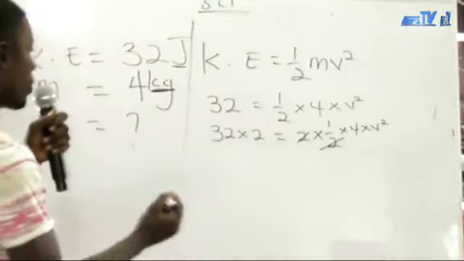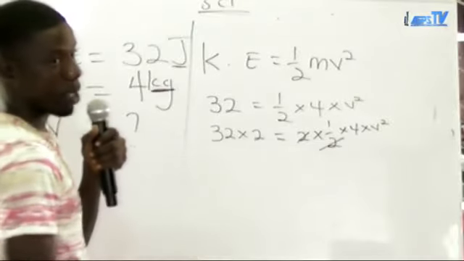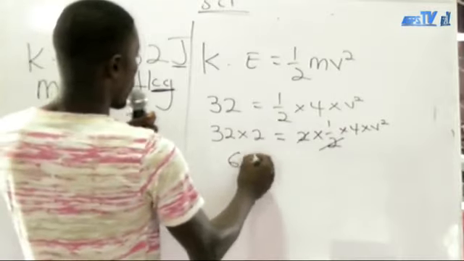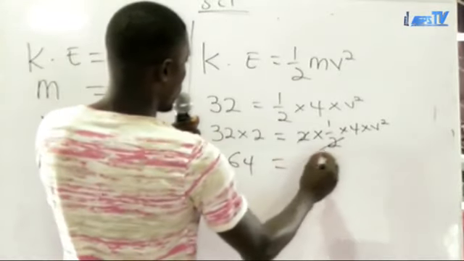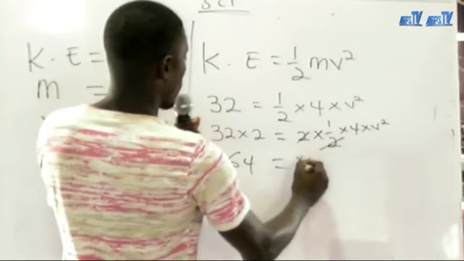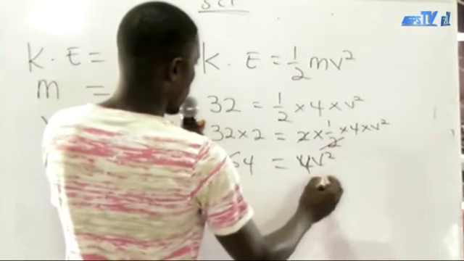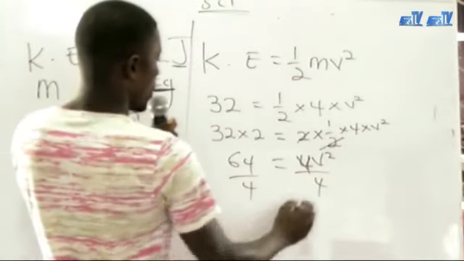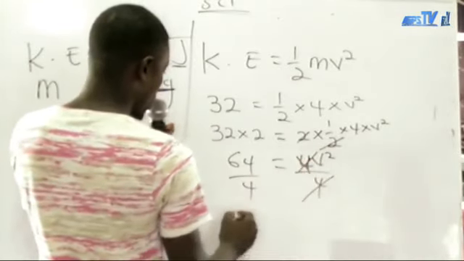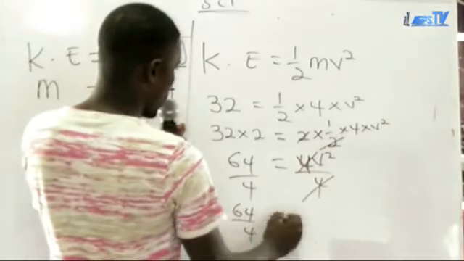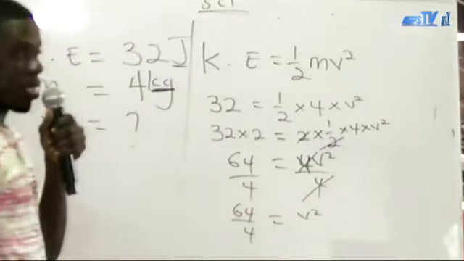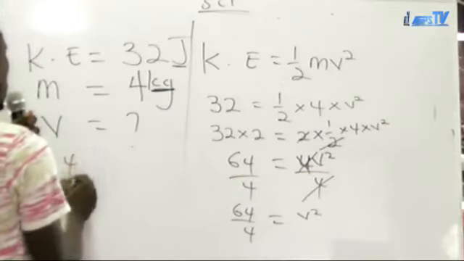So 64 out of 4, you just use the long division method, okay? So here, you get your 64 here, then you get your 4 V square out of 4, so this one will cancel this. So 64 out of 4 is equal to V square. If you don't know anything about this, you just use your long division method.